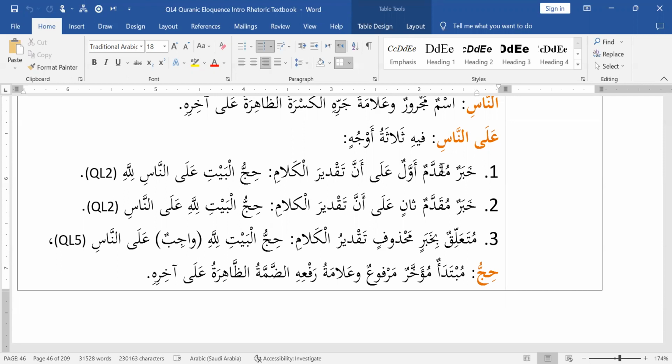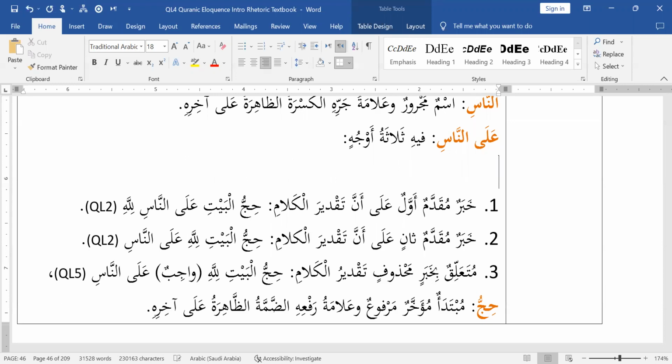So when you have more than one khabar for a given mubtada, for example, if I say Allahu, let's take an example from the Quran. It's always better to take an example from the Quran instead of making up an example. Allahu ra'ufun rahimun.